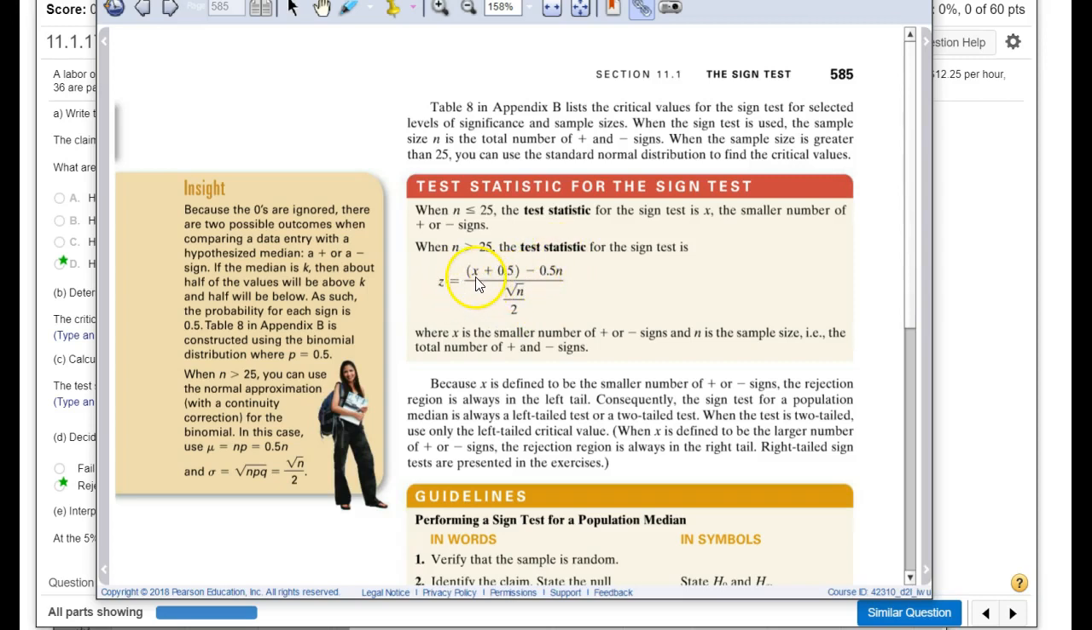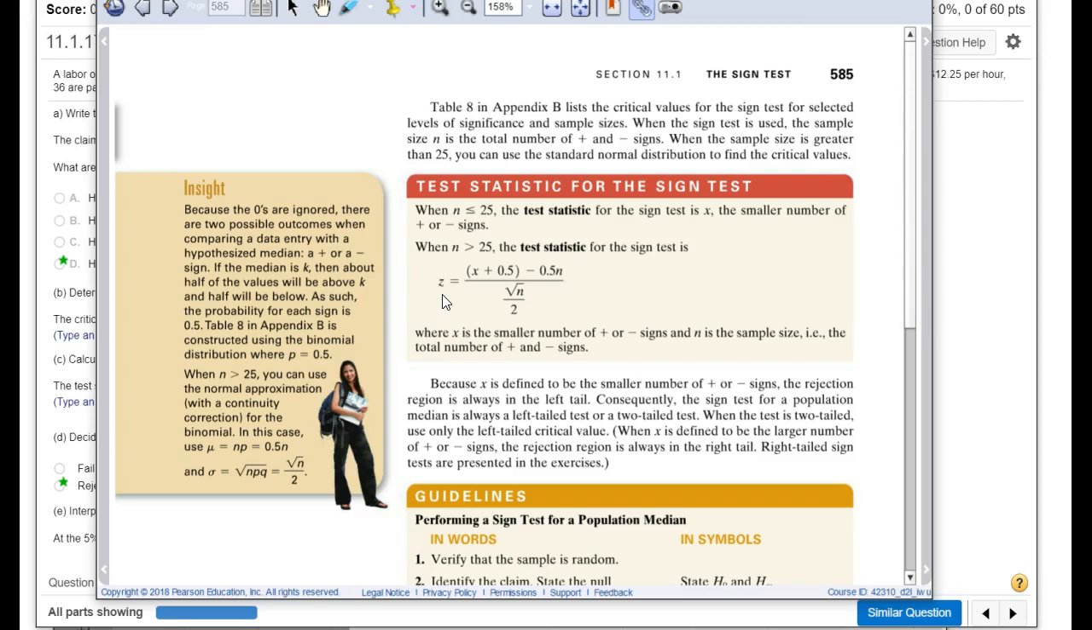Notice that x is the smaller number of plus or minus signs. So x plus 0.5 minus 0.5 times n, which is the sum of the plus and minus signs. You'll always notice that this value in the numerator will always be negative, and the bottom number is always positive. So z will always be a negative number. How large in the negative direction z is depends on how far the plus or minus signs are from each other. The further out z is from 0 in the negative direction, the more extreme the value is, which will lead to a rejection if it's too far out.